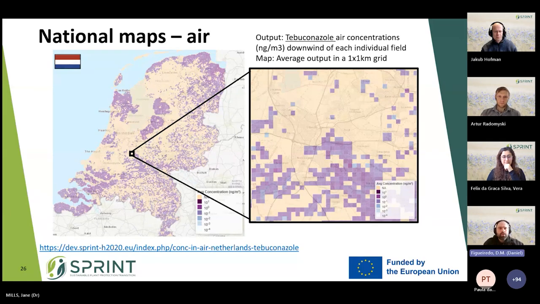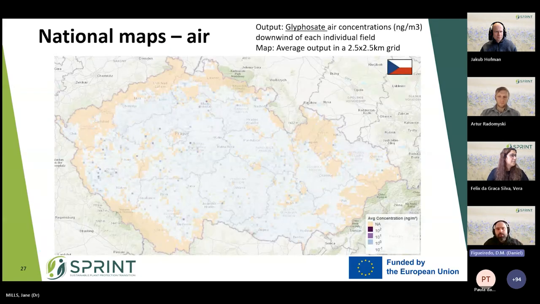So what you see here is one of the outputs. This is tebuconazole air concentrations, in nanograms per cubic meter, downwind of each individual field. And of course, behind this map, it's a big data set, but for visualization purposes, we averaged at a 1.1 kilometer grid. Next slide, please. We produce similar maps for Czech Republic. In this case, you have glyphosate air concentrations, also downwind of each individual field, averaged at a 2.5 by 2.5 kilometer grid. And next slide, please.